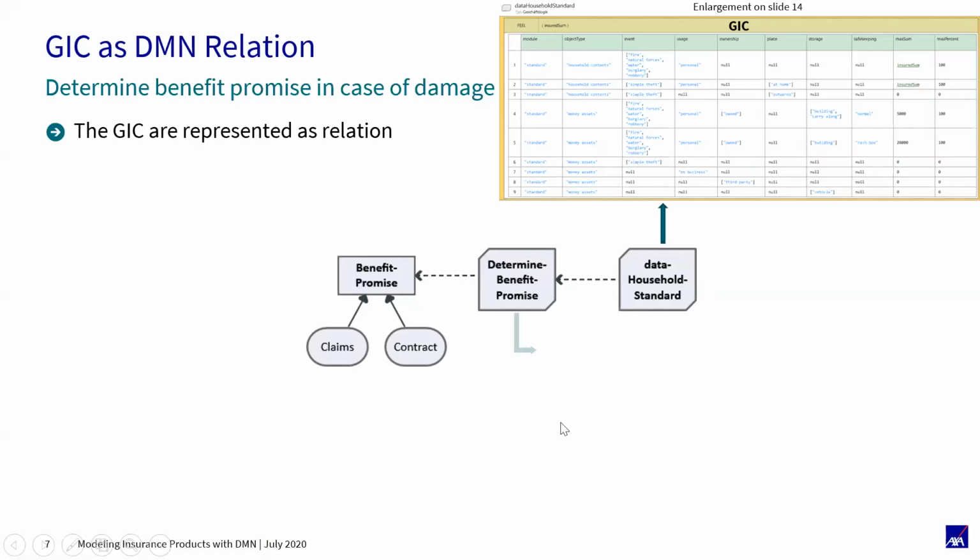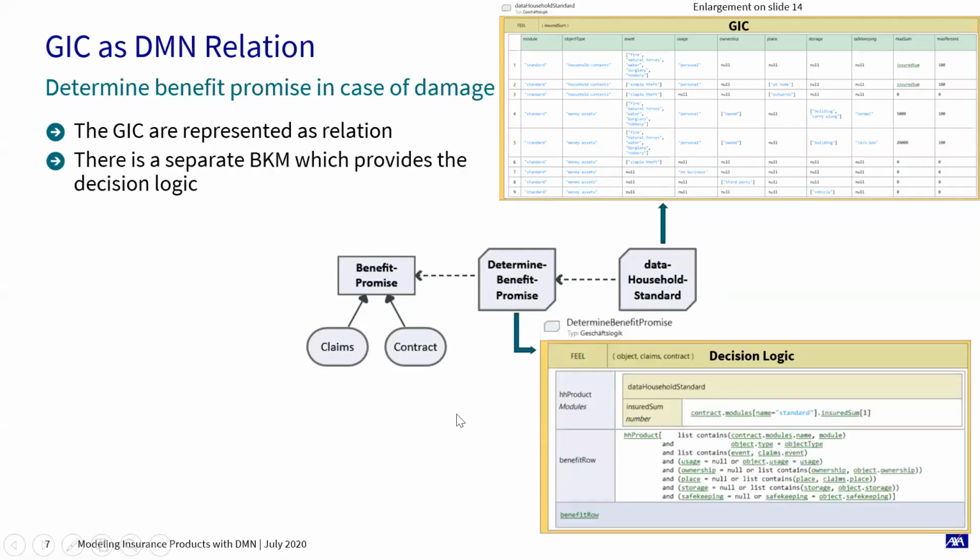And to describe the decision logic, we use a context with two context entries. One to read, or the first to read, the data of the relation, and the second with a filter expression comparable to SQL, structured query language, to filter the matching row of the relation. And we have a context result that gives back the searched insurance statements. And now decision logic and the data describing the terms and conditions are separated.